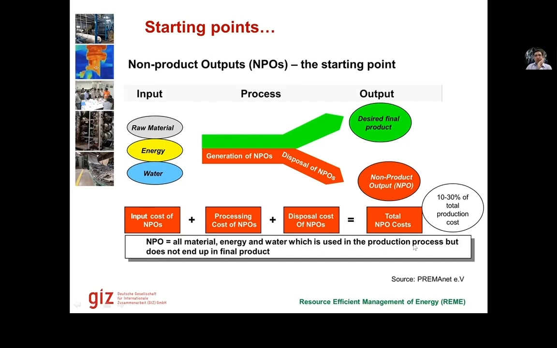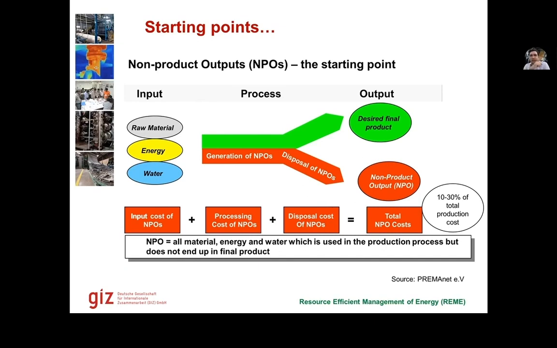So when we need to calculate the total non-product output cost or total waste cost, we need to calculate the input cost that went into waste. So for example, if we have 10% wastage, that means 10% of energy and water and raw material went into waste. And then we also have disposal cost. We put them all together, and then we also add the process cost, that is land use cost, labor cost, time cost, and all that. We put them all together, and then we come up with total waste cost or non-product output cost.